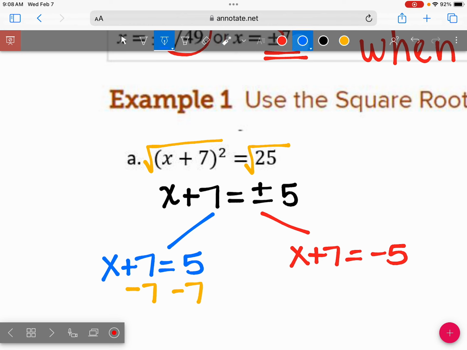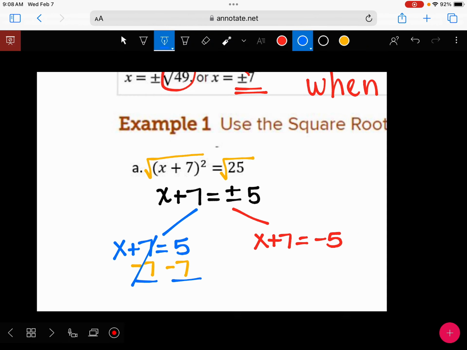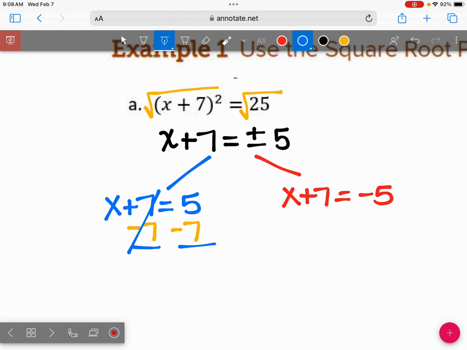Go ahead if you need to. Figure out what 5 minus 7 would be. What'd you say, Juan? Negative 2. So x equals negative 2 would be one of my x-intercepts, so one of my roots, one of my zeros. But there's another answer.